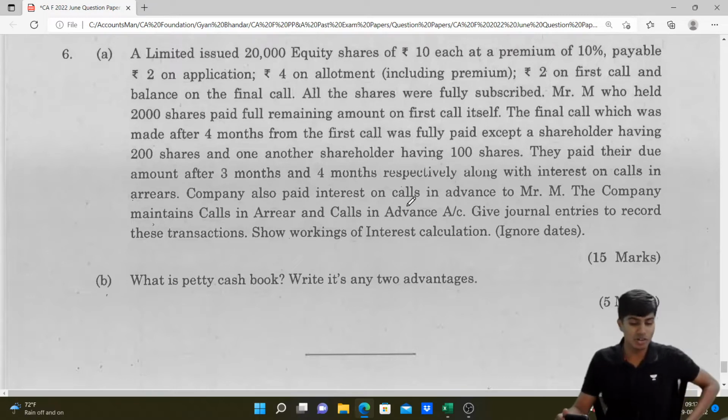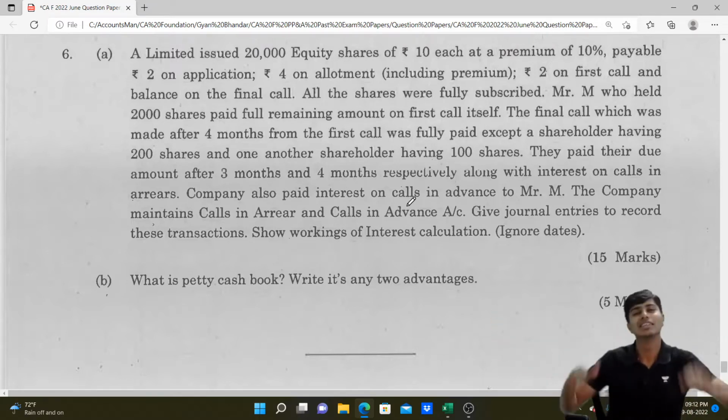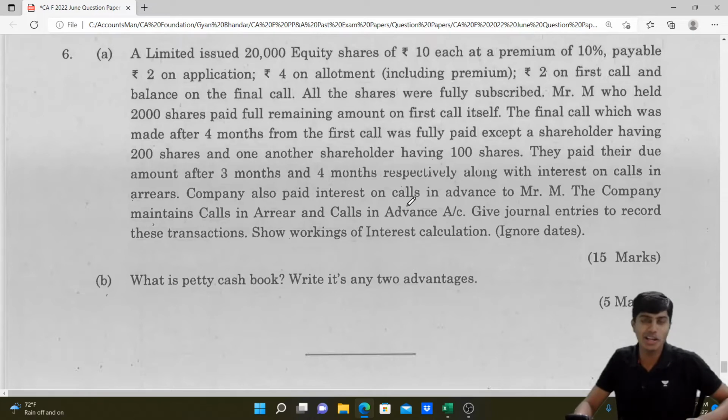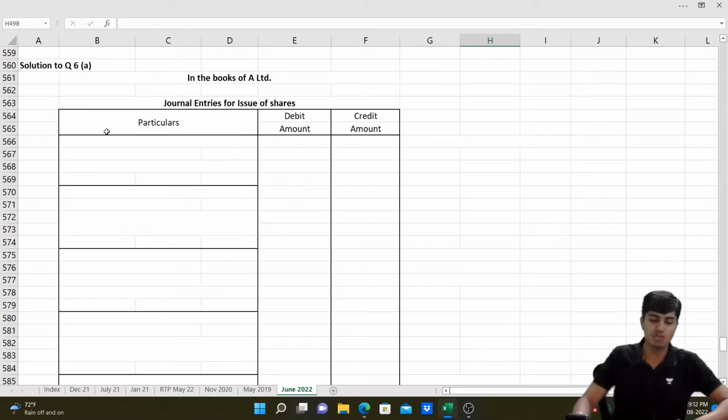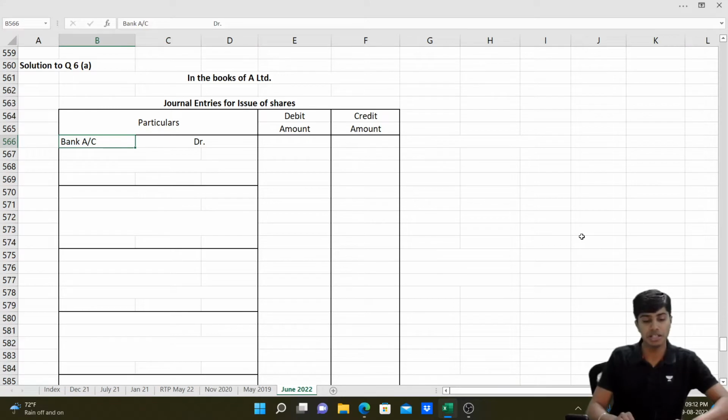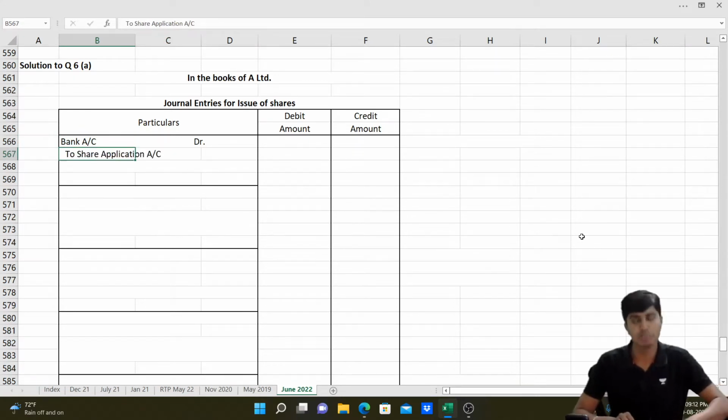Give journal entries to record these transactions. Easy. Let's start writing accounting entries for this case. Shall we? Fantastic. Come on. In the books of A Limited, journal entries for issue of shares. At first, the entry is for receipt of share application money, for which we will debit bank account. The money will be received and it will be transferred to share application account.